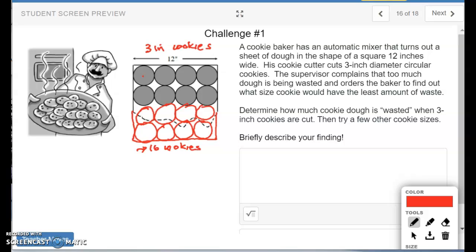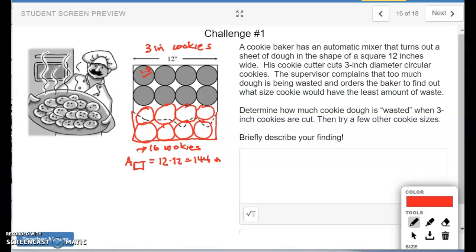Okay, and what is the radius of the cookie? Each cookie is going to be 1.5 inches. Okay, so now let's calculate the total area. The total area of the square is going to be 12 times 12 inches, which is going to be 144 square inches.